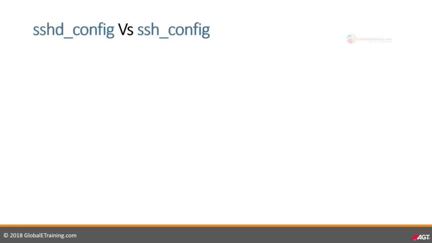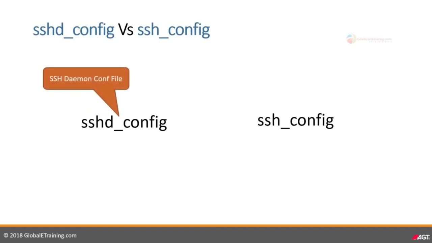sshd_config versus ssh_config. The only difference between these two names is the D. So D stands for daemon. So sshd_config is the configuration file for the SSH daemon. The ssh_config is the client configuration file at the system-wide level. Let us take a quick look at some of the configuration files with a small animation.